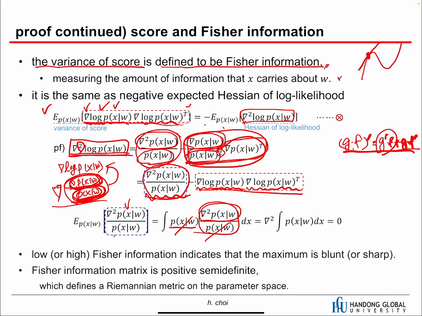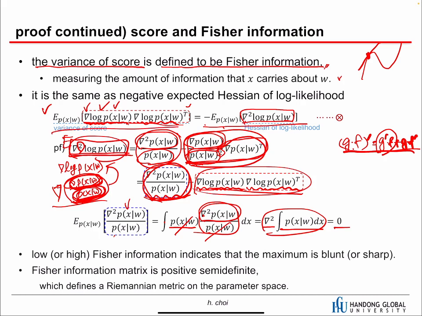And again, this term is independent of this integral, so this one goes out. Then this one is 1 and this one is 0. Okay, so when we take an expectation, this one becomes 0. So when we take the expectation here, it is exactly the same as this one. So in this slide, we proved that the variance of score, or the Fisher information, is the negative expected Hessian of log likelihood.